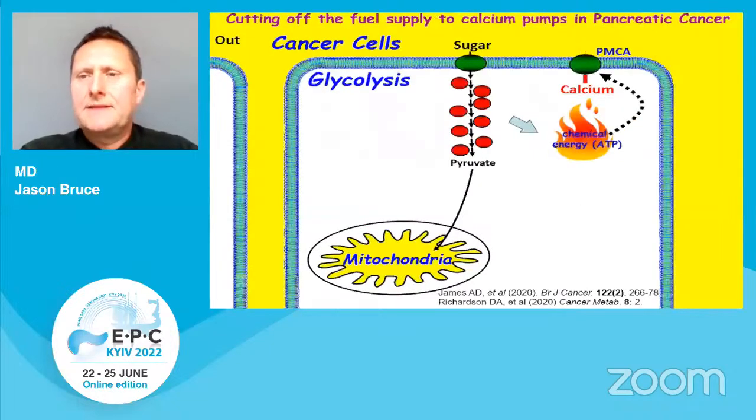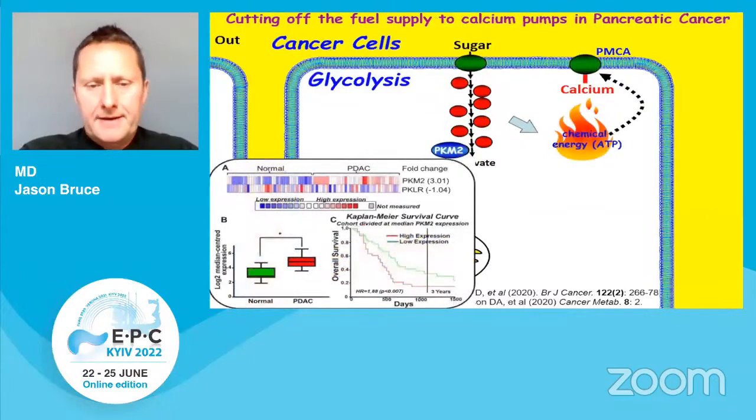So we next wanted to determine the key glycolytic enzymes, and pyruvate kinase M2 is overexpressed in pancreatic cancer and leads to poor patient survival, and this is responsible for providing ATP.